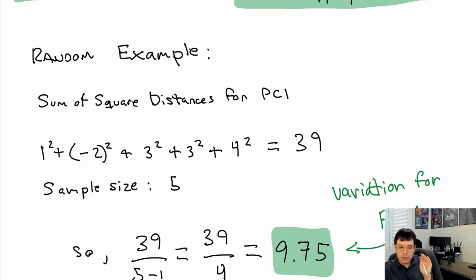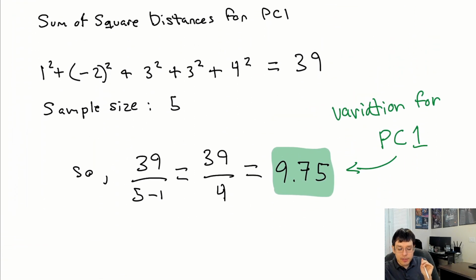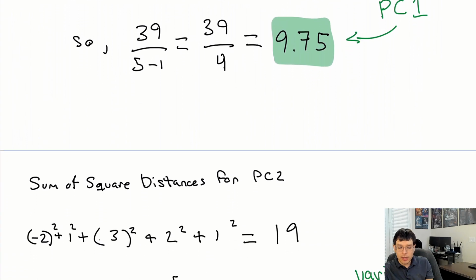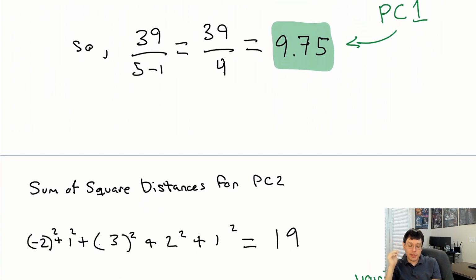Okay? So to compute the variation, I'm going to take that eigenvalue of 39 and divide it by 5 minus 1, because it's sample size minus 1. So 39 divided by 4, and the number I get is 9.75. This is known as the variation for principal component 1. I'm going to do the same thing for the other principal component, which in this case is just one more.